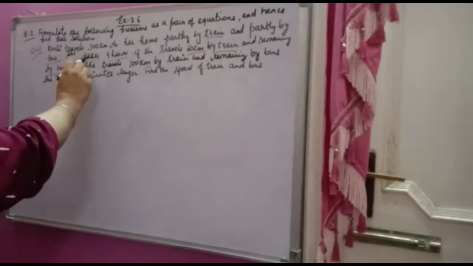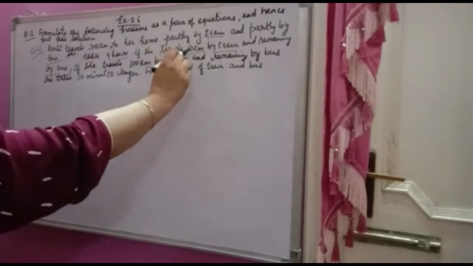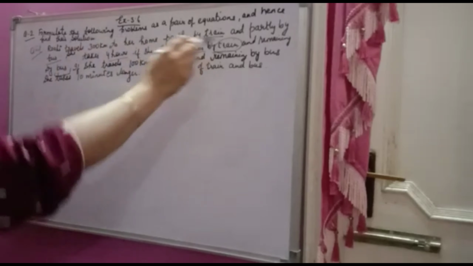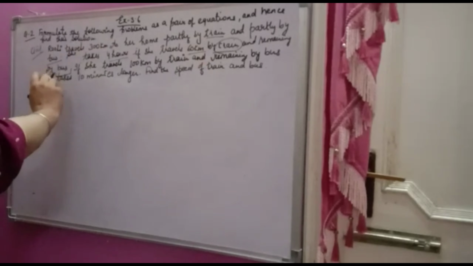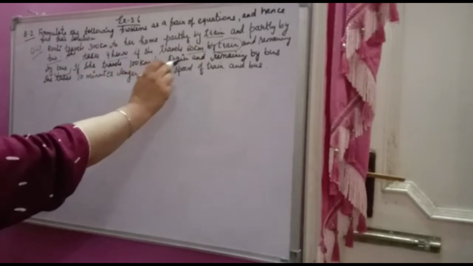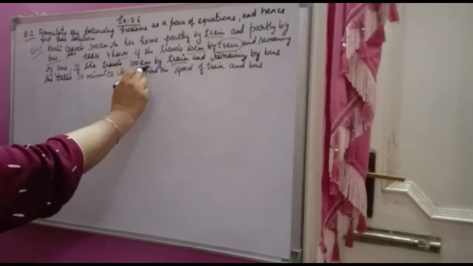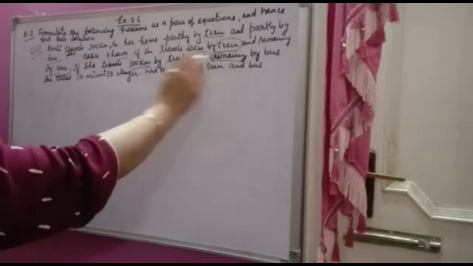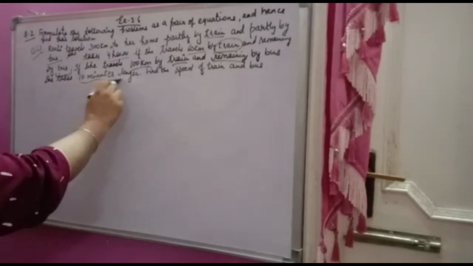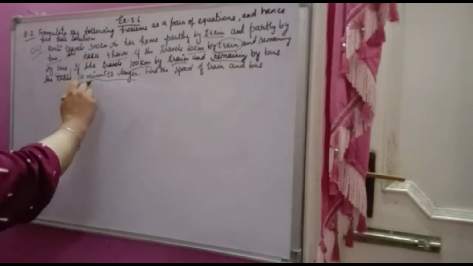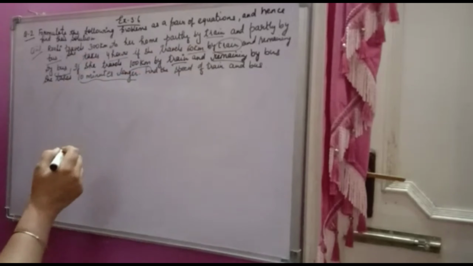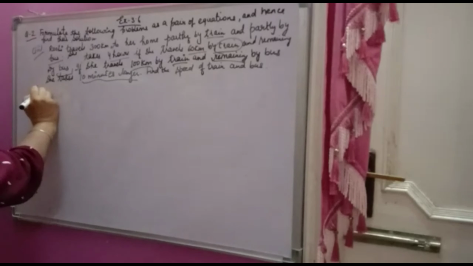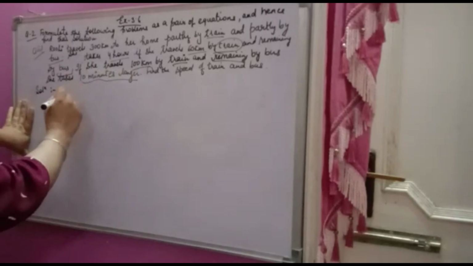4 hours she takes if she goes 60 km by train and the remaining, means 300 minus 60, 240 km by bus. If she travels 100 km by train, and the remaining 300 minus 100, means 200 km by bus, she takes 10 minutes longer, means she takes 4 hours and 10 minutes. Find the speed of train and bus. Very important question, see carefully. Whatever is asked, that you assume.